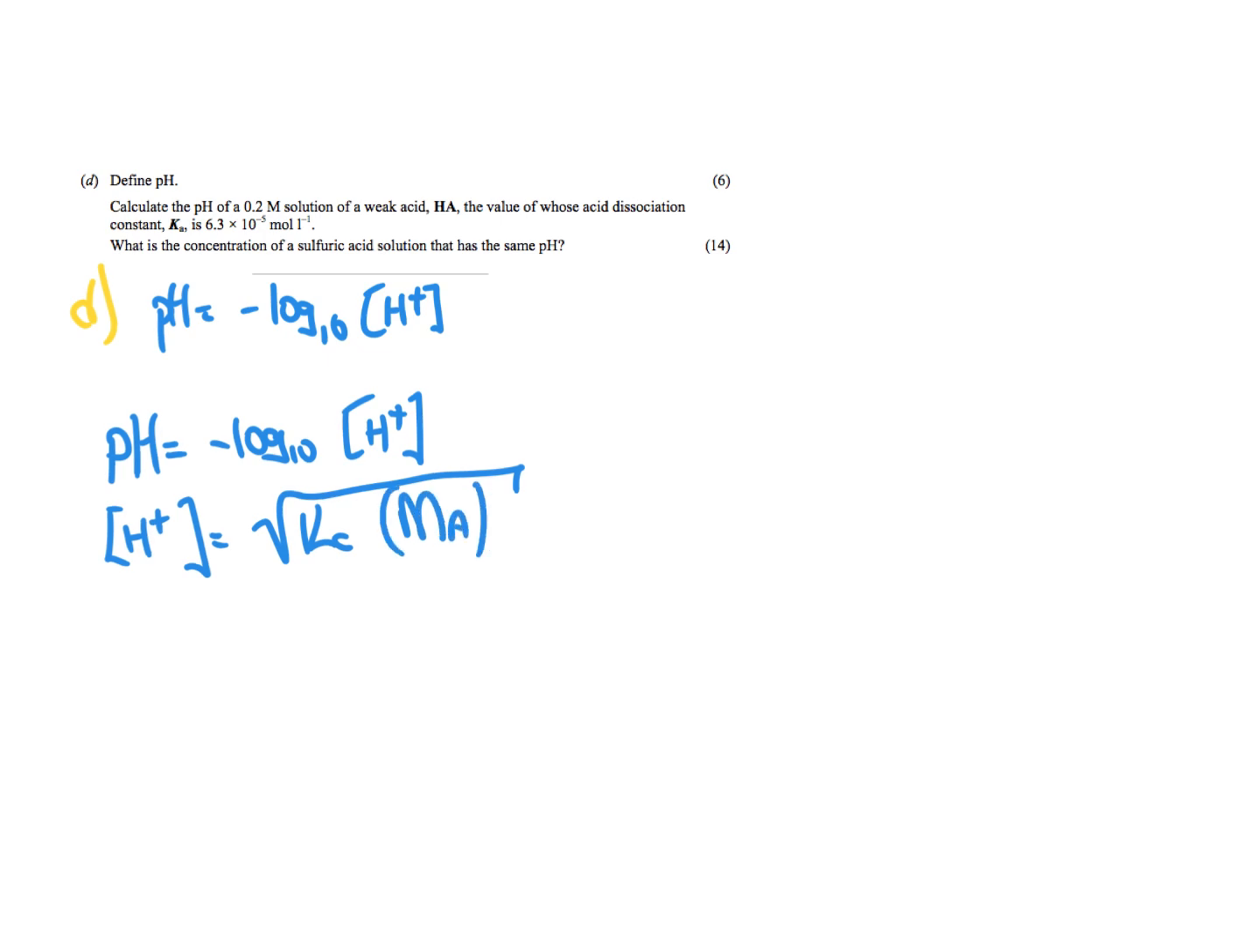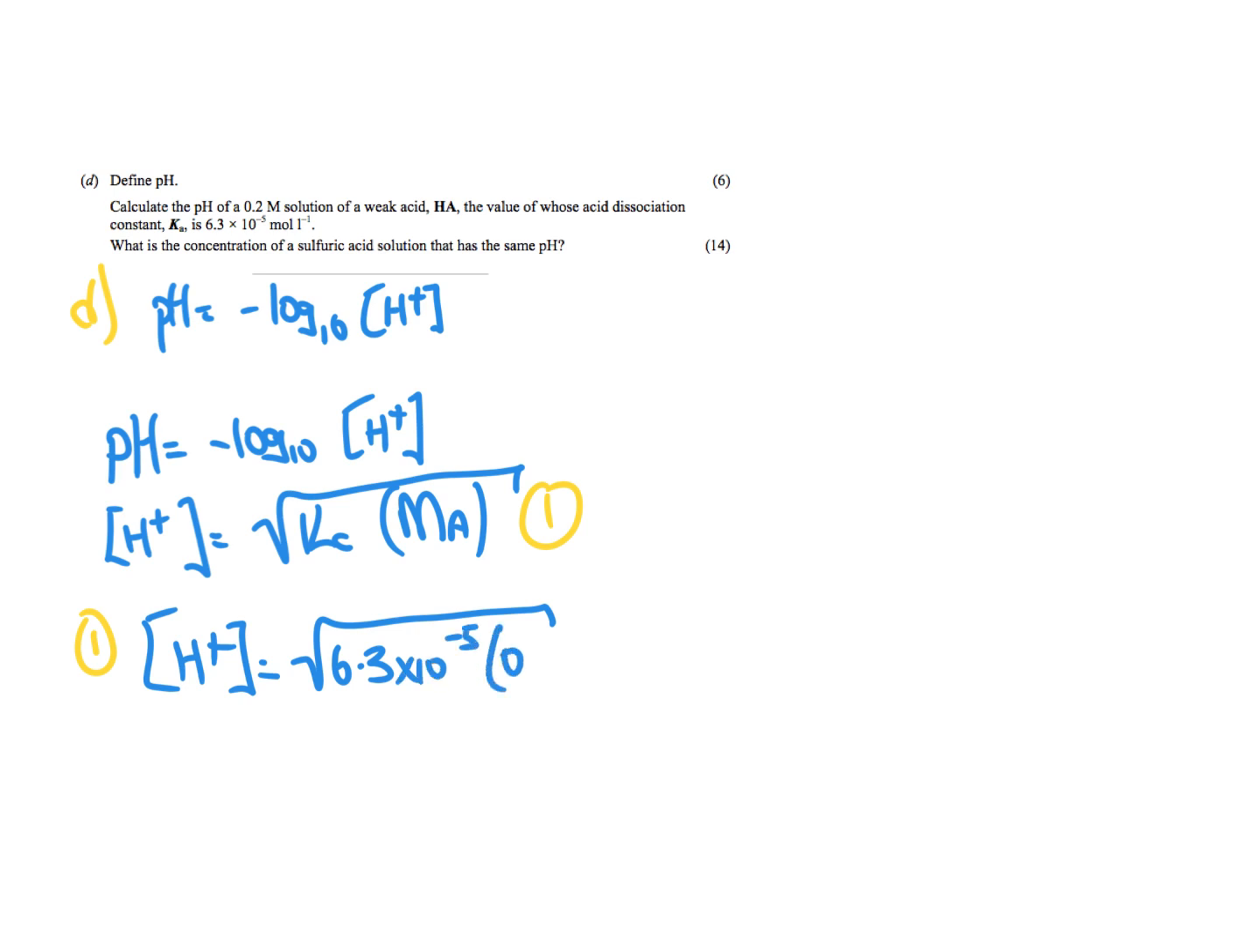So let's begin. In order to use this pH formula, we do need to find out the concentration of the H plus ion. So we're going to do number 1 first. We know that we're looking for the concentration of the H plus ion, and we know that the acid dissociation constant from the question is 6.3 by 10 to the power minus 5, and that the molarity of your acid is 0.2. So when you pop that into your calculator, what you will get is that the H plus ion concentration is equal to 3.549 by 10 to the power of minus 3.